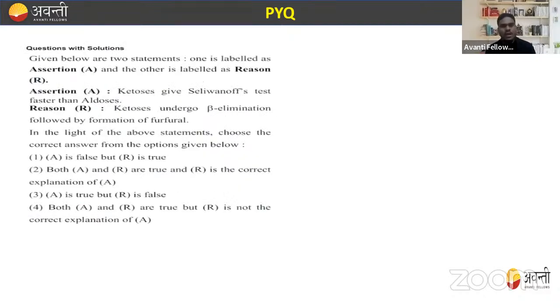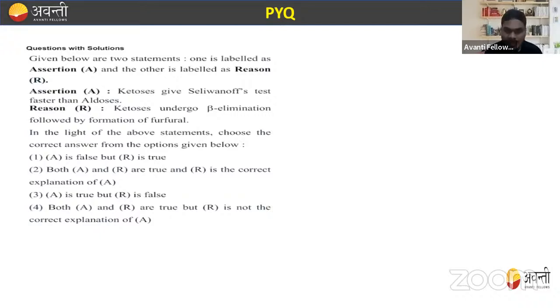Now, let's move to the next question. In this question, given below are two statements. One is labeled as assertion and the other is labeled as reason. So what does the assertion state, beta? That is ketoses give Seliwanoff's test faster than aldoses. And what is the reason behind this? That is ketoses undergo beta elimination followed by the formation of furfural. So in the light of the above statements, you have to choose the correct answer, right?